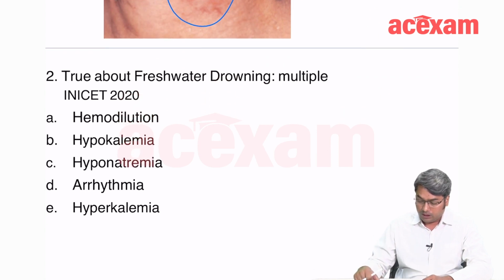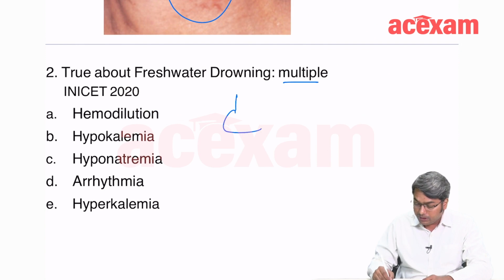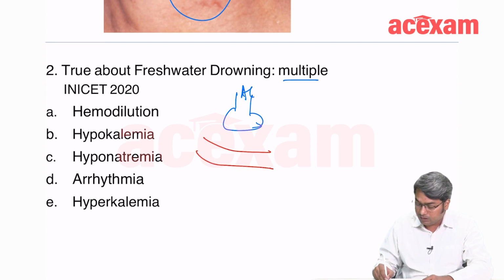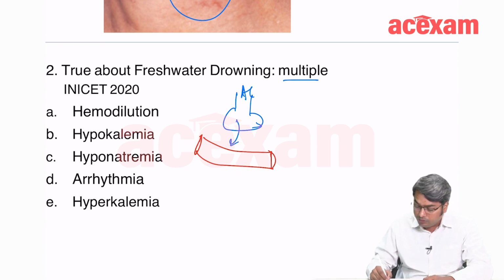True about freshwater drowning. This was a multiple choice question. In freshwater drowning, what happens? This is the alveolus, and this is the blood vessel. In freshwater drowning, the water is hypotonic and the blood is hypertonic. So, water moves out from the alveolus and enters into the blood vessels.